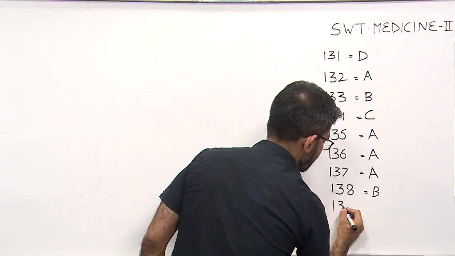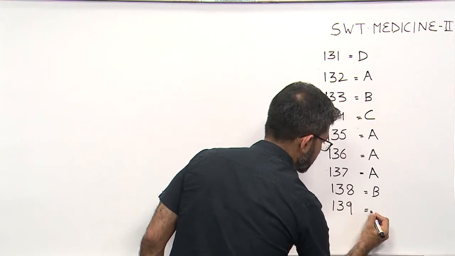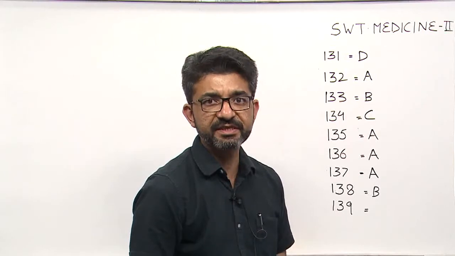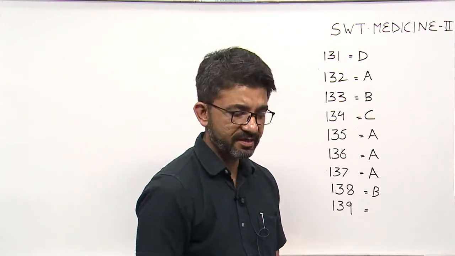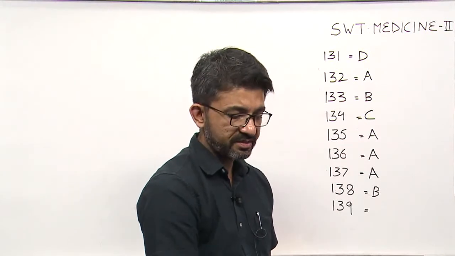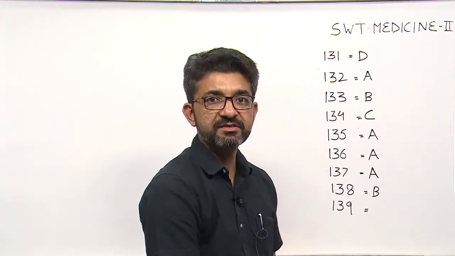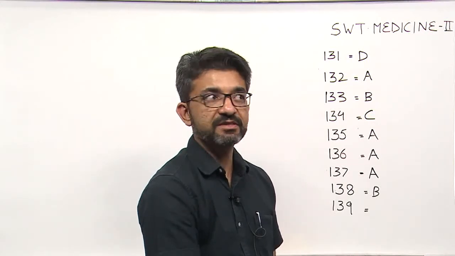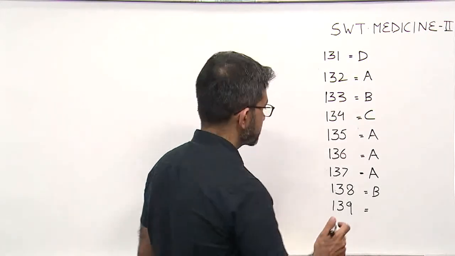Question number 139. Classification of CKD, one has to remember it by heart. Anything less than 15 is stage 5, 15 to 29 is stage 4, 30 to 59 stage 3, 60 to 89 stage 2, anything above 90 is stage 1. So, the answer is C.